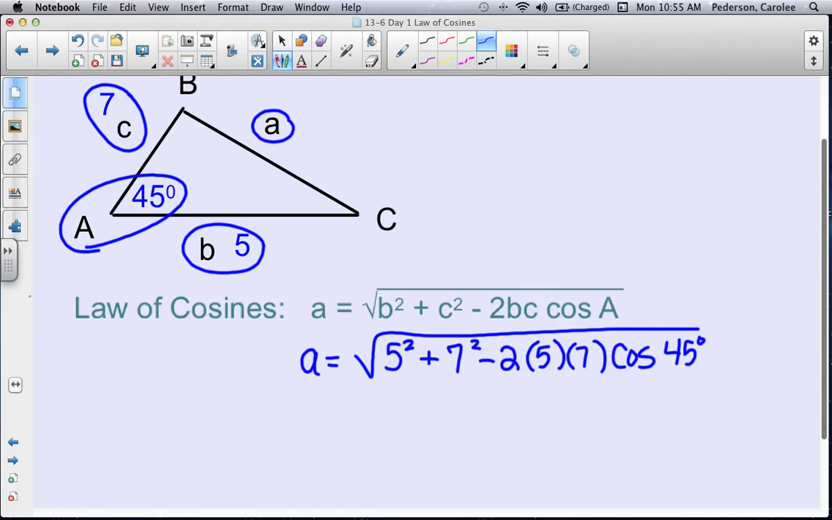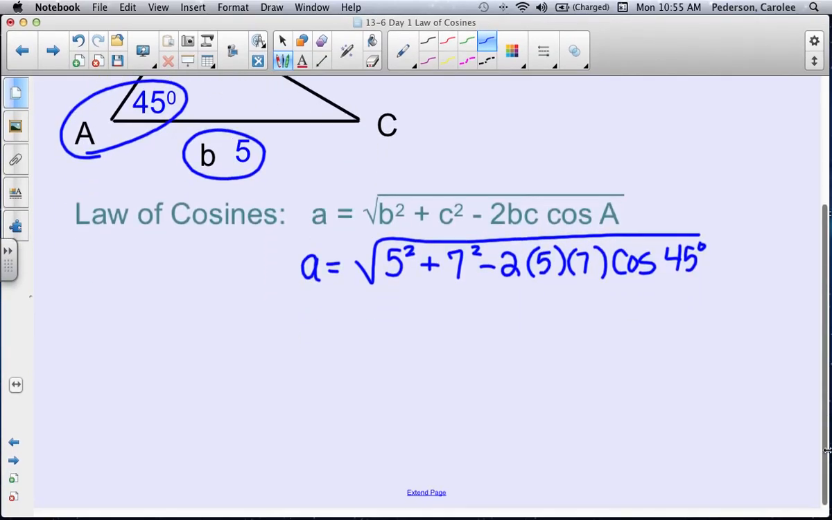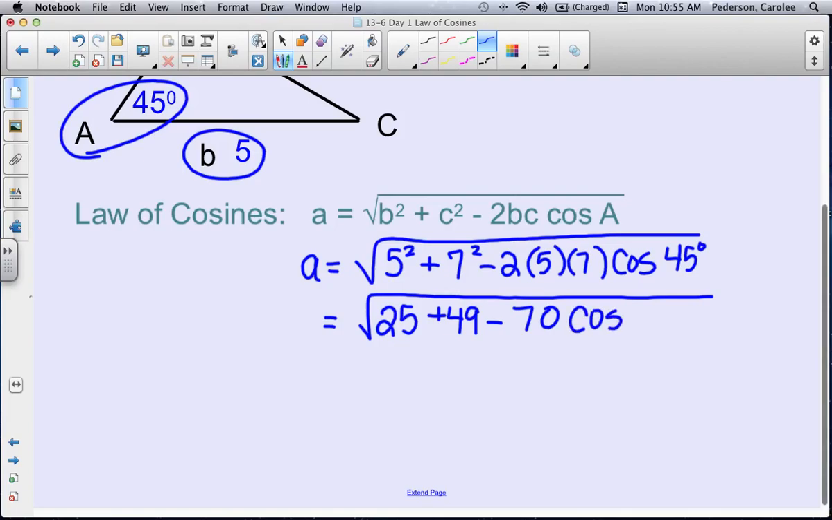Then we're going to go ahead and simplify this radical. So 5 times 5 is 25. 7 times 7 is 49. And then 2 times 5 is 10. 10 times 7 is 70. So we have a negative 70, and then the cosine of 45 degrees. Then we combine the 25 and the 49, and we get 74.